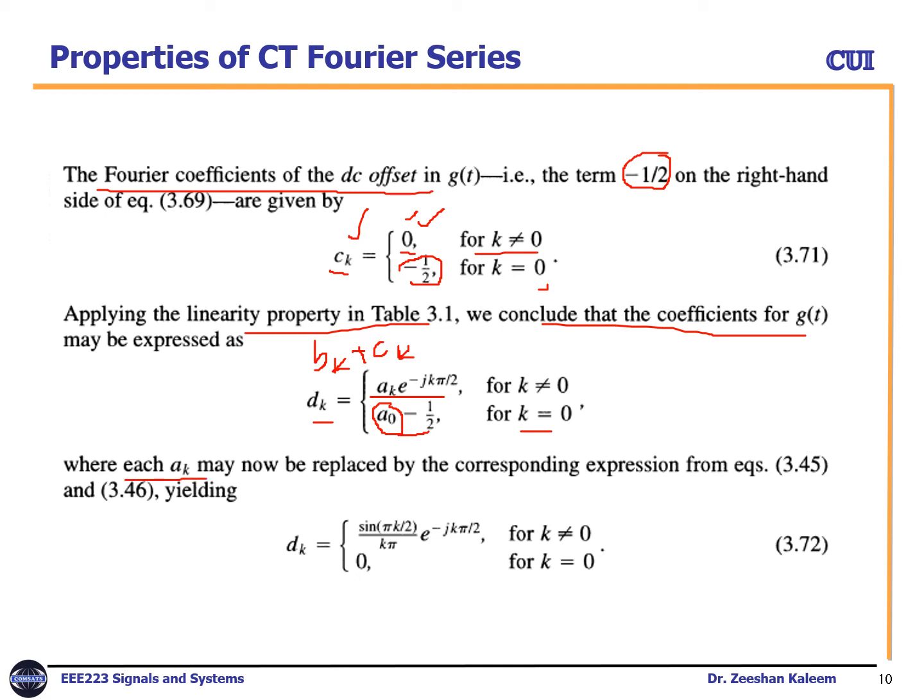Each a_k also has a value which we already proved for the square wave in the previous video. So each a_k may now be replaced by the corresponding expression from that equation. We get d_k by replacing a_k with sin(pi k/2) over k pi, times e^(minus jk pi/2), for k not equal to 0. For k equal to 0 it will be 0, because a_0 is 1/2, and 1/2 minus 1/2 is 0. So finally we get d_k equal to 0.